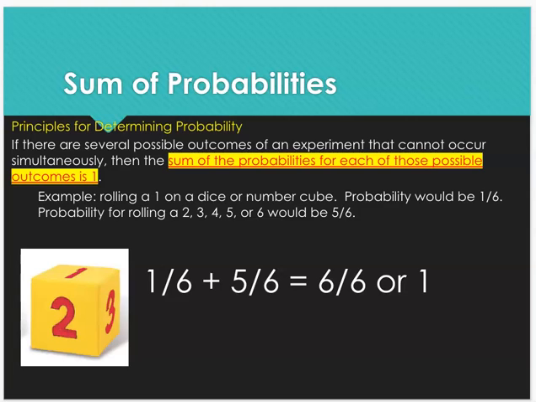So the total probability of rolling any of the 6 numbers on a single 6-sided dice would be 1/6 plus 5/6, or 6/6, which is 1. This would also be true for a spinner. It could be equally likely if all the spinner sections are the same size, and if you sum all of those options, as long as they can't occur simultaneously, you would get a total of 1.